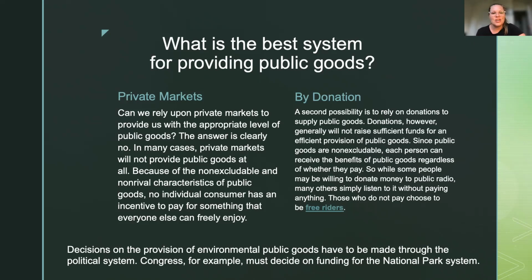So decisions on the provision of environmental public goods have to be made through a political system. Congress, for example, decided on funding the national park system.